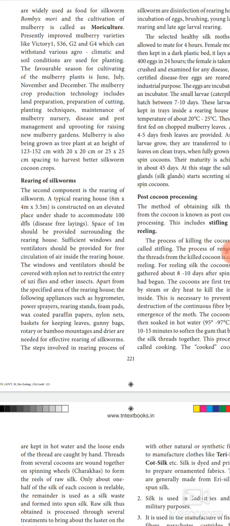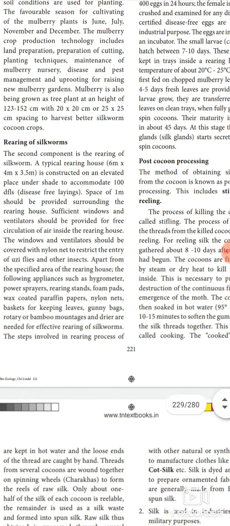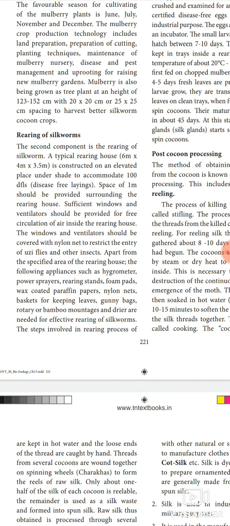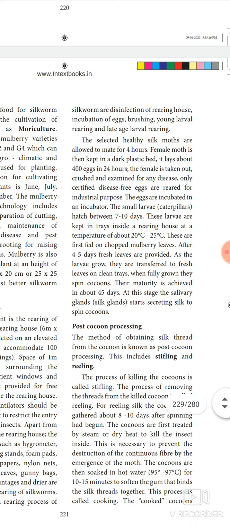Apart from the specialized area of the rearing house, the following appliances such as hygrometer, power sprayer, rearing stand, foam pad, wax coated paraffin paper, nylon net, basket for keeping leaves, gunny bags, rotary or bamboo mountages and dryers are needed for the effective rearing of silkworm. The steps involved in the rearing process of silkworms are disinfection of the rearing house, incubation of eggs, brushing, young larval rearing and late age larval rearing.